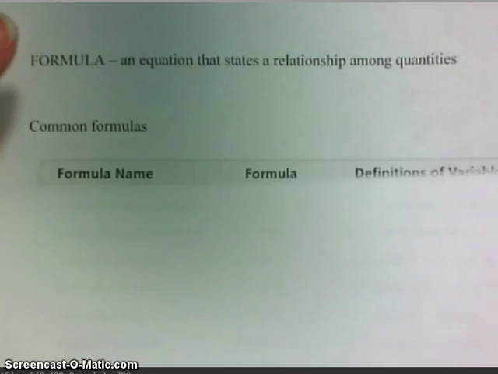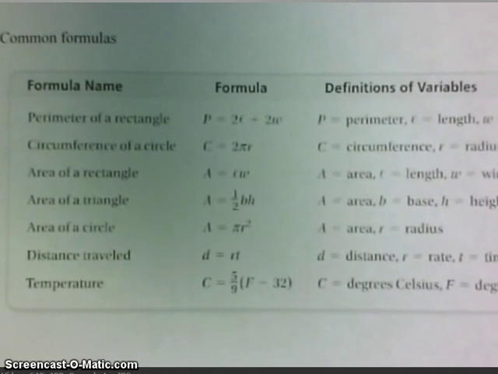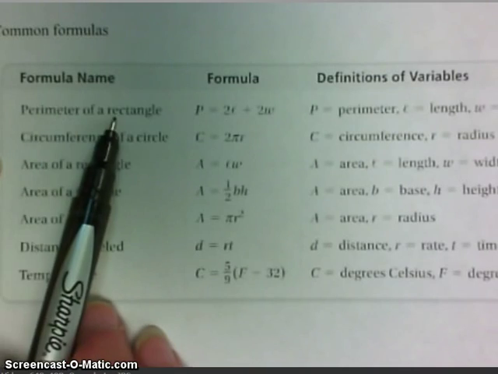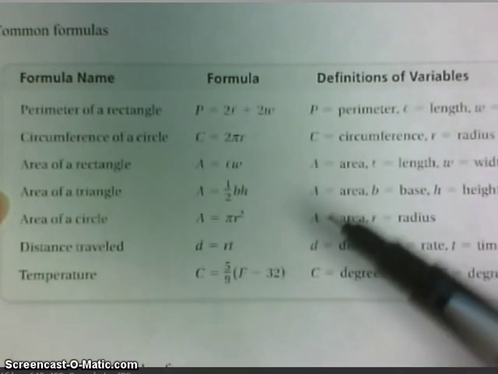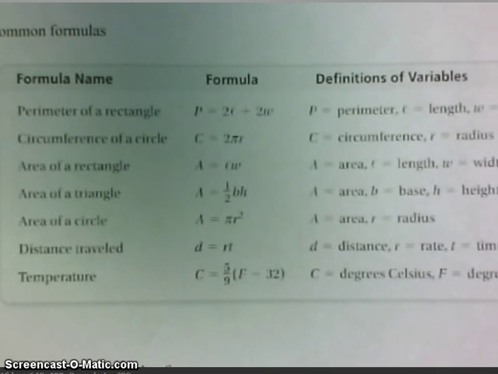The last thing that we're going to look at here real quick are formulas. So here's another definition, your last definition. A formula is an equation that states a relationship among quantities. Now, I don't want you to write these. I just want you to look at this. These are some common formulas that you all have seen before. Now, I know not all of them are in the picture, but perimeter of a rectangle, circumference of a circle. I know a lot of you all should know area of a triangle. Temperature, you may see some in science.